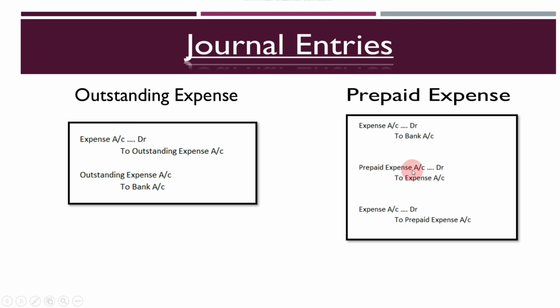Now the last entry here is whenever the expense gets incurred, you have to debit it and then reverse out the asset account that you are already created, which is the prepaid expense account.